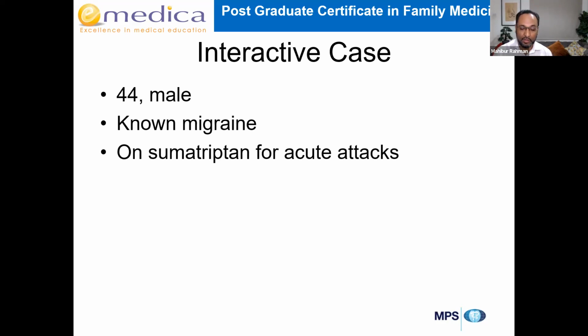The main thing I need help with, doctor, is I don't know if you can give me stronger tablets or something to stop it coming. I just need help. I don't want to have these headaches so much.